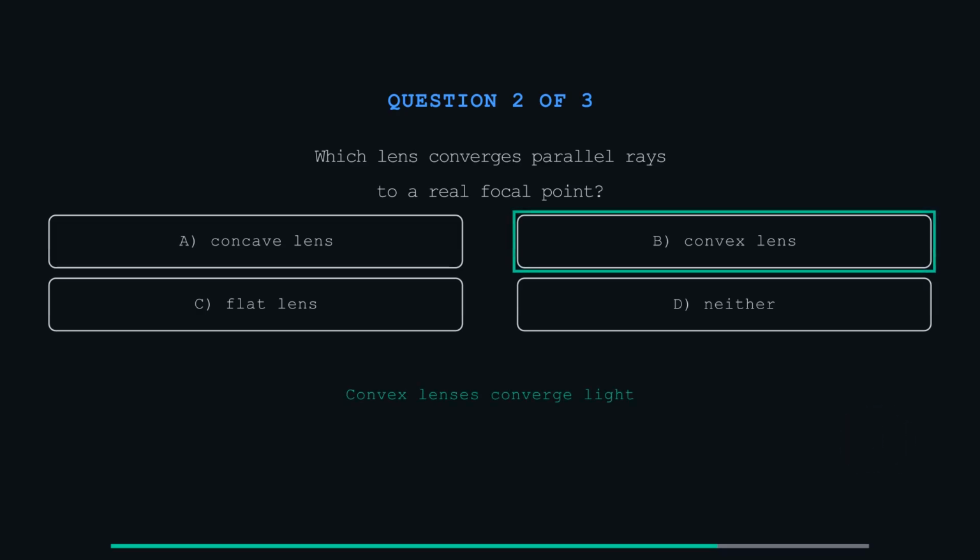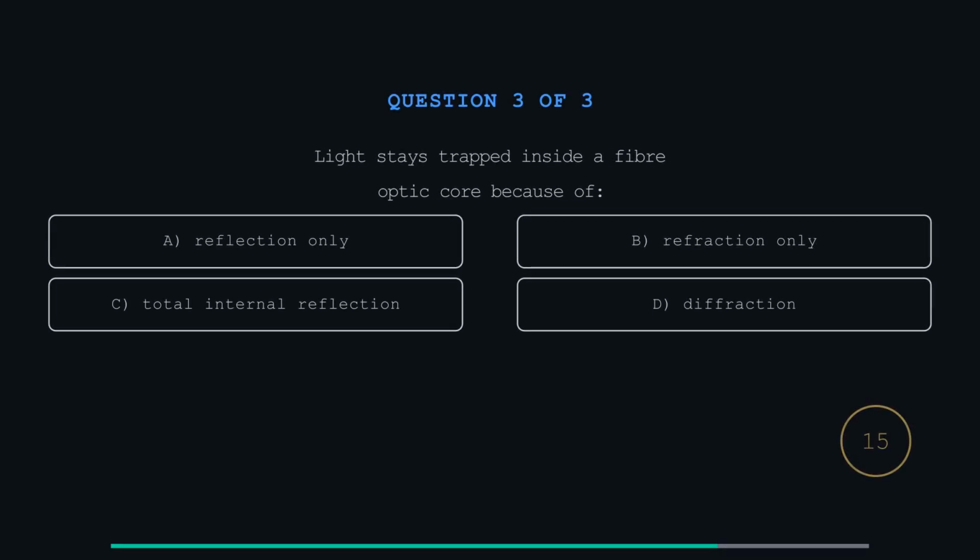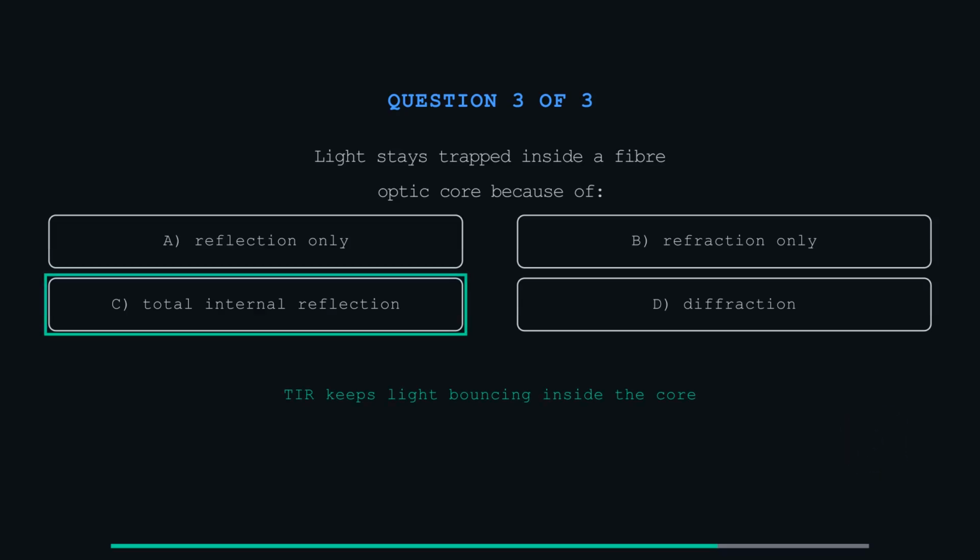The correct answer is B. Convex lenses converge light. Read the question and select your answer. The correct answer is C: TIR keeps light bouncing inside the core.